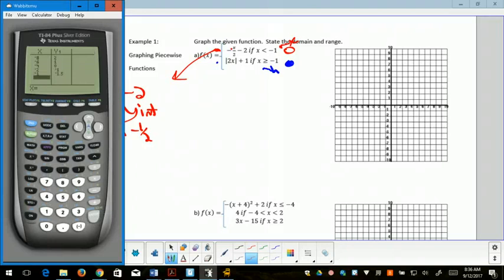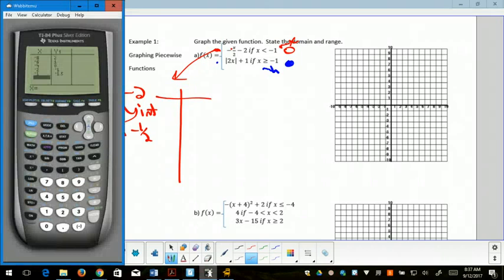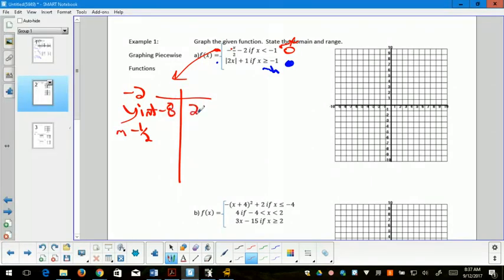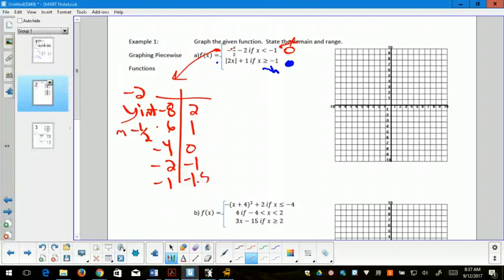So at -8 on the x-axis, I have a corresponding y value, so I'm going to show my table here. We've got -8, 2; -6, 1; -4, 0; -2, and -1. At -2, y is -1, and at -1, y is -1.5. So I'm going to plot those points. This is my x and y value. I'm also going to make a note in my table that at -1 I have to have an open circle, so I don't mess that up and put it as a solid dot.